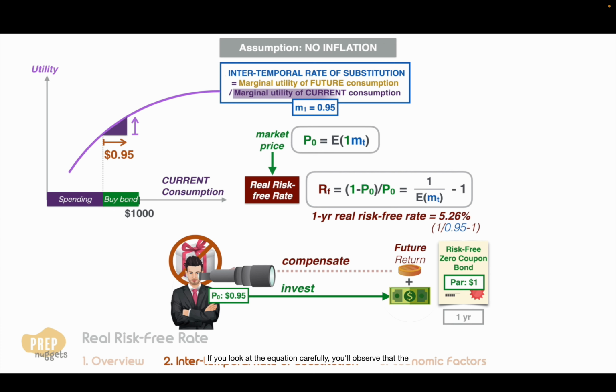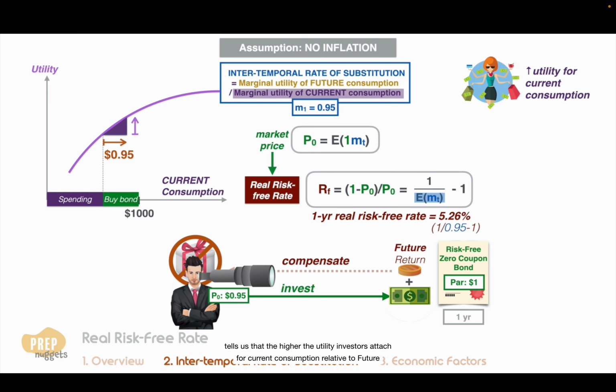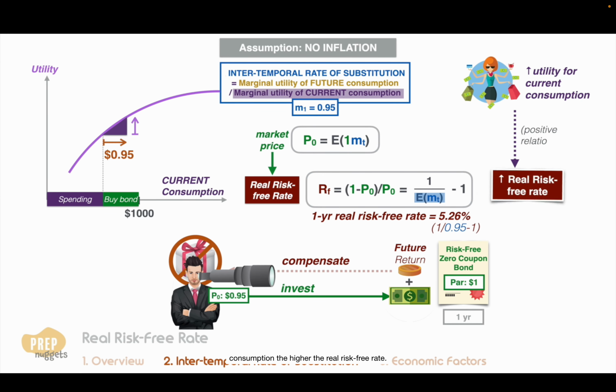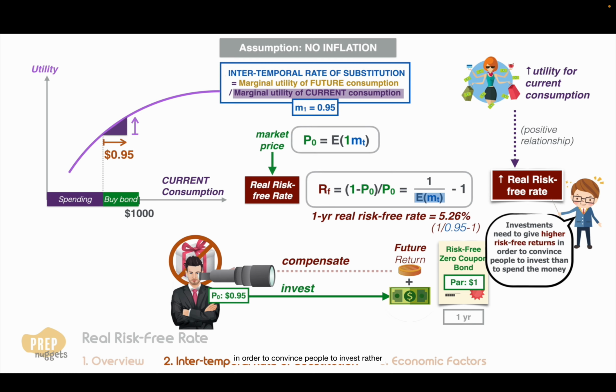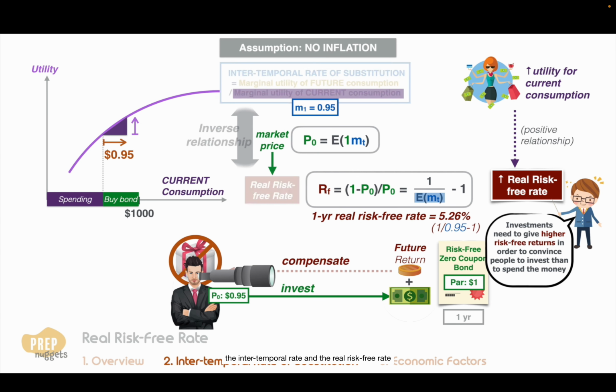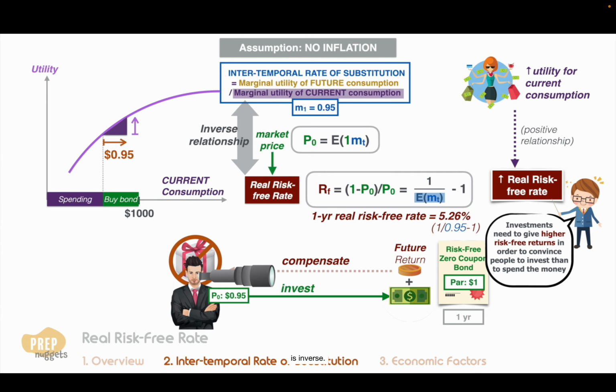If you look at the equation carefully, you'll observe that the marginal utility of current consumption and the intertemporal rate are at the denominator. This relationship tells us that the higher the utility investors attach for current consumption relative to future consumption, the higher the real risk-free rate. This makes sense, as investments need to give higher risk-free returns in order to convince people to invest rather than to spend the money. Remember this, there is a positive relationship between the utility for current consumption and the real risk-free rate, but the relationship between the intertemporal rate and the real risk-free rate is inverse.